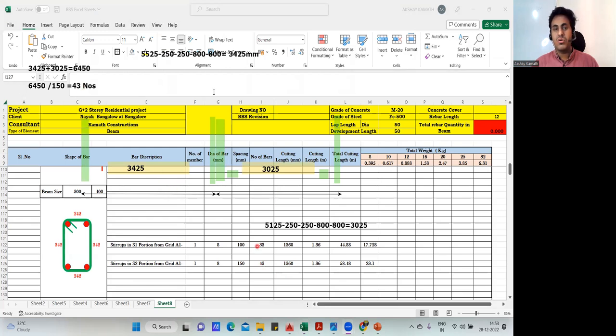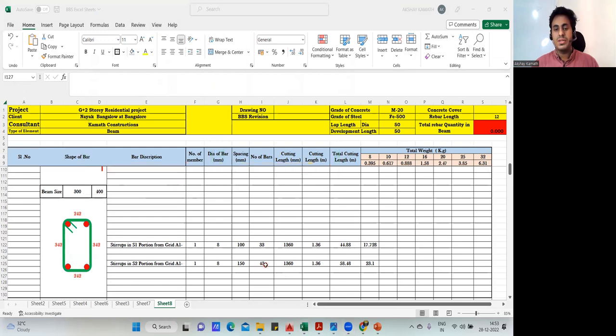Same in the Excel sheet, already I got 43. So in the Excel sheet, you just input that. I don't know all this calculation. Now you know 5525, center to center, minus 250 on the left side, minus 250 on the right side, minus 800 from the left side, minus 800 from the right side. So one span I did.